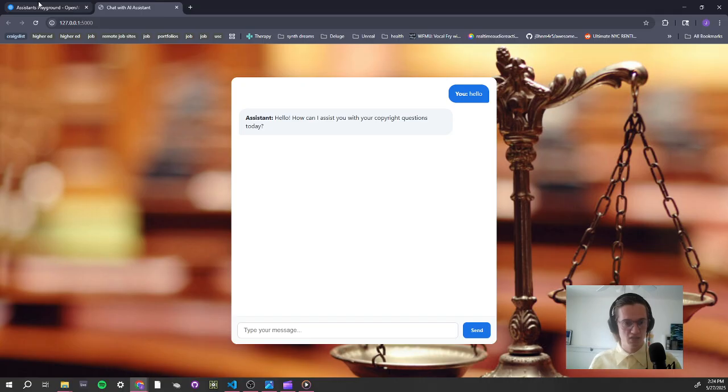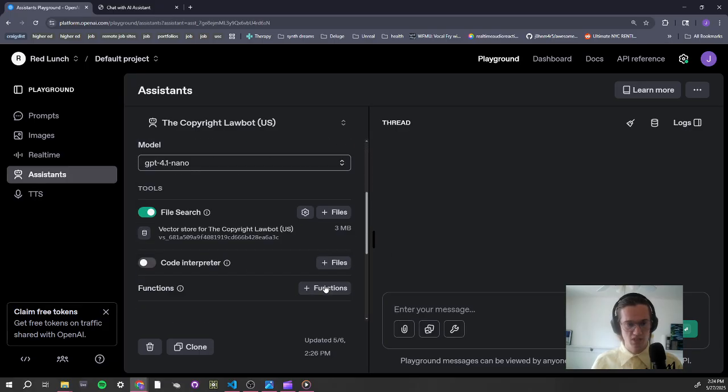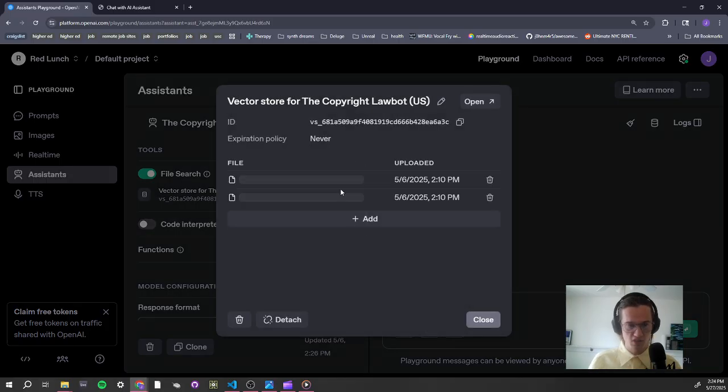So this is an OpenAI assistance project, as I mentioned before. I'm using the assistance UI on the OpenAI Playground platform to create it. It's called the Copyright Law Bot for US. I'm specifying US because I'm pulling specifically from US laws and the Justice Department that have been published, and I'm using a very specific knowledge base for that.